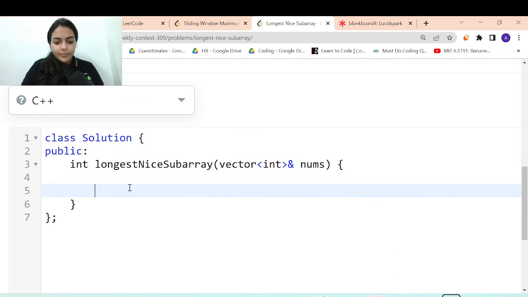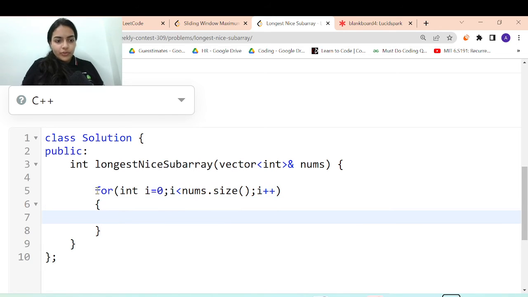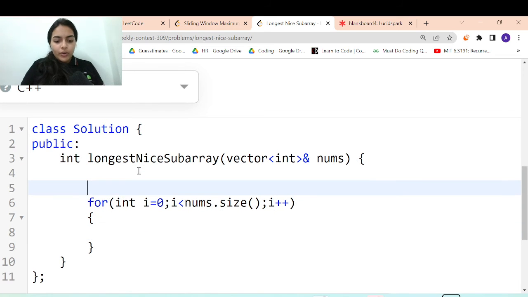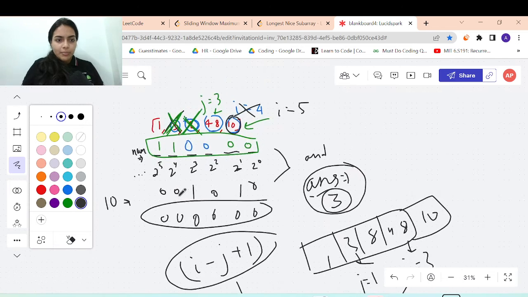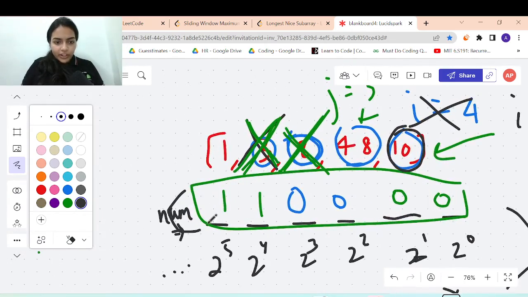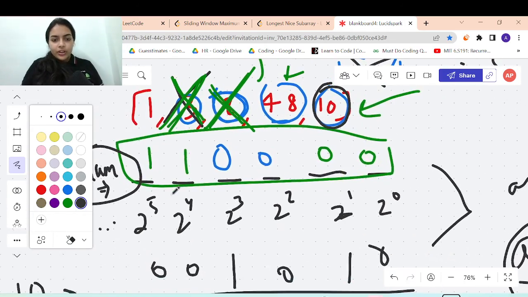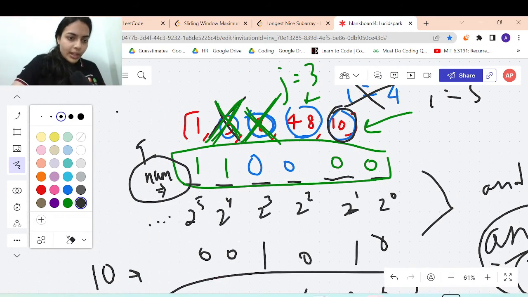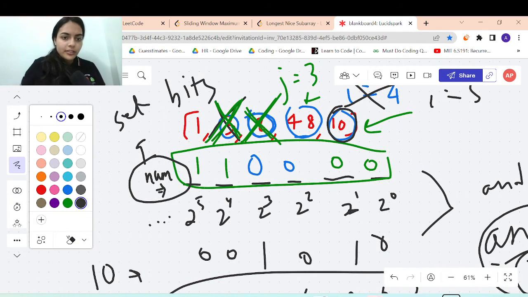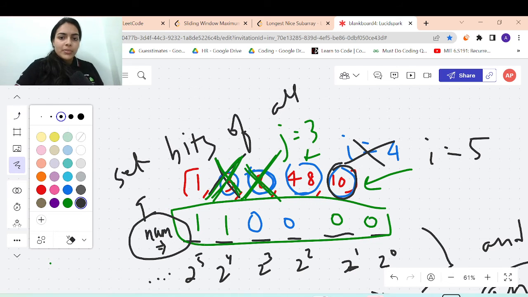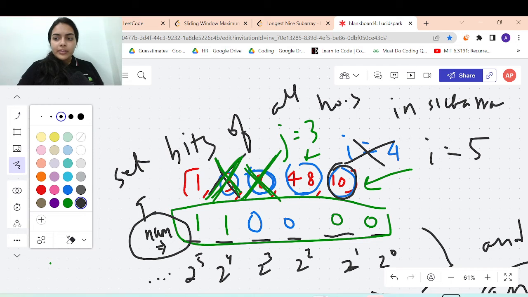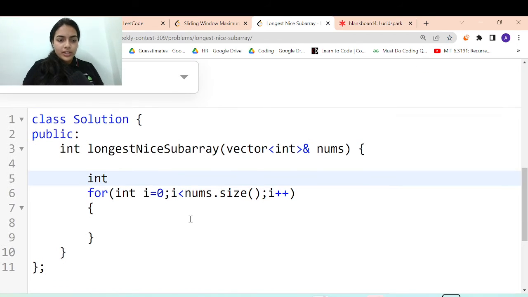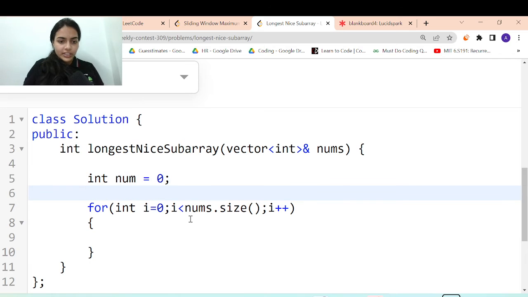Very beautiful question, sliding window technique, and also bitwise operations we are using. So first of all, we are going to iterate over the entire array. Now what we are doing, we are keeping one number. This num we took, which was a representation of the set bits. Num had the set bits of all numbers in the subarray. So we will keep a number. Initially we can make it 0.